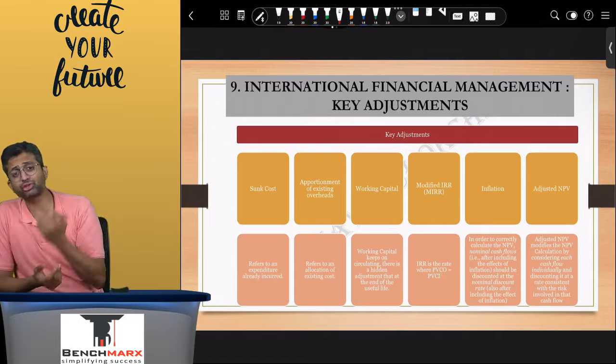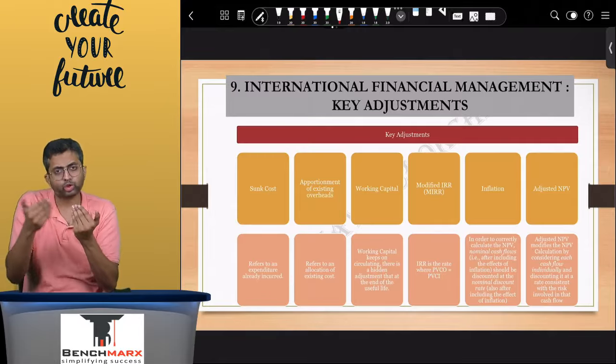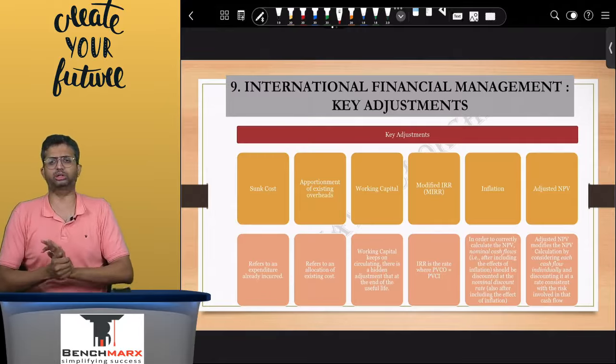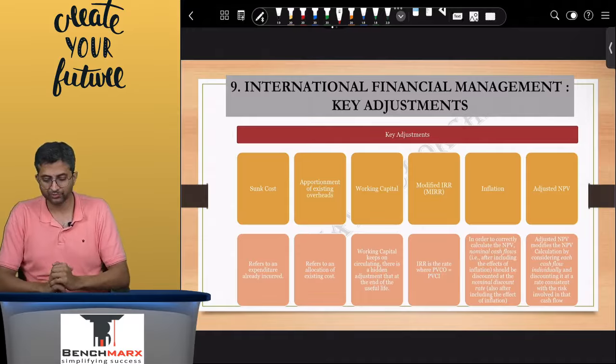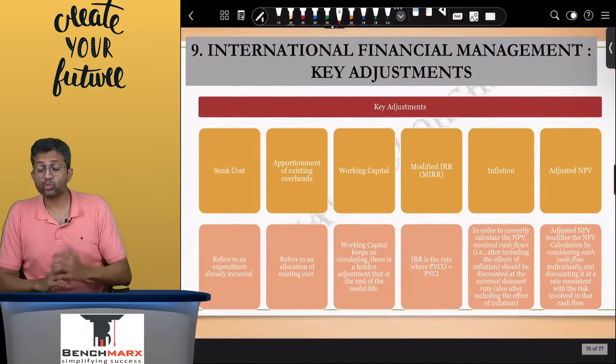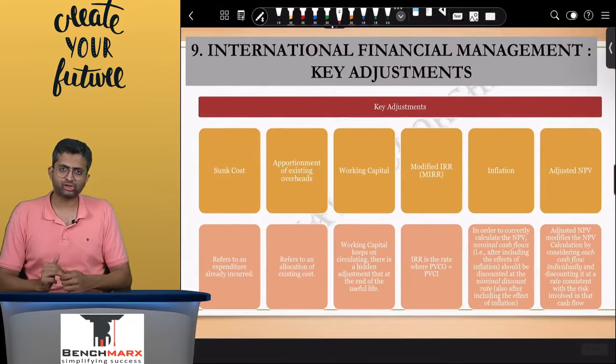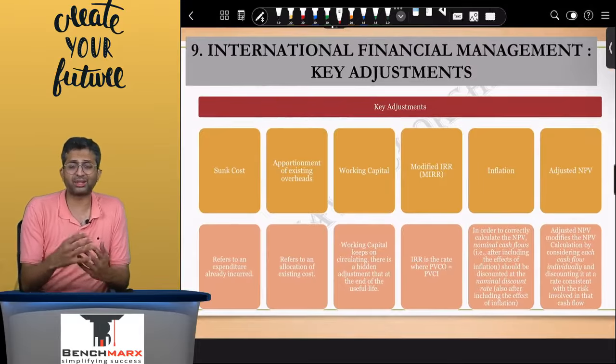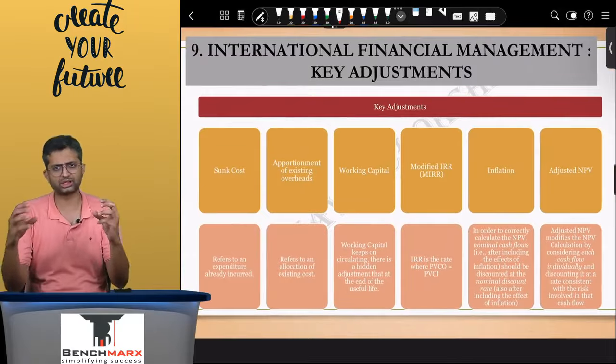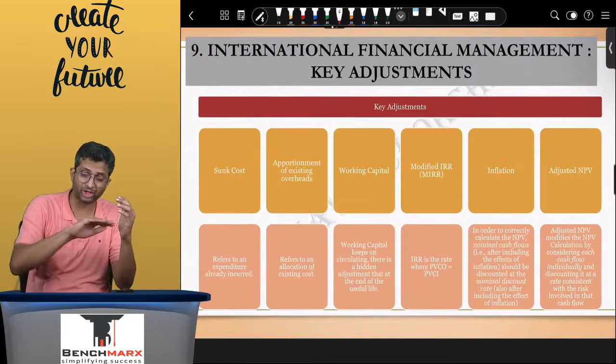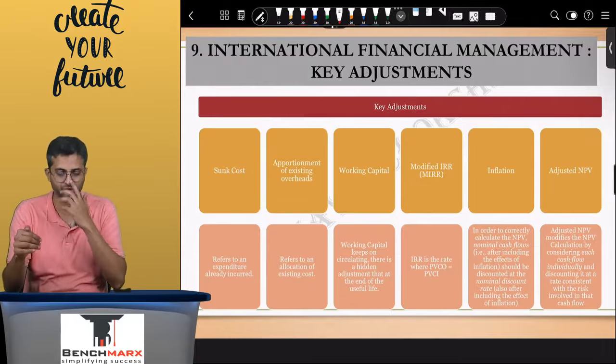Again, if there is inflation, then working capital requirements also increase each year due to inflation because it is circulating, rotating. Certain questions can come along with inflation. If there is inflation, you need to remember that there are two terms. There is real cash flows and there is nominal cash flows. Real cash flows are ignoring inflation. Nominal cash flows include inflation.